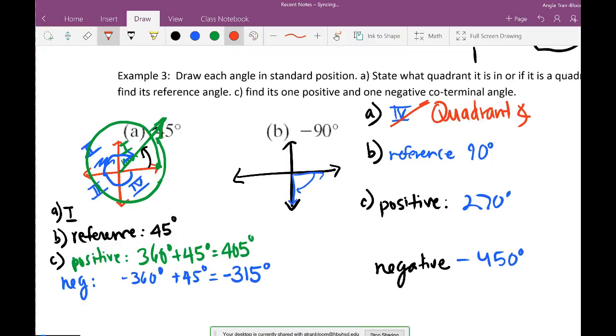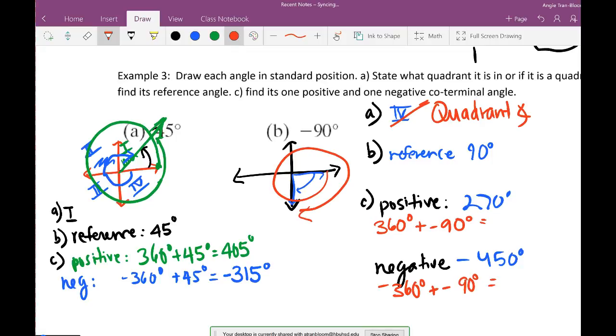Yes. 270. It's the positive coterminal. You can count, couldn't you? If you don't want to count, you can take positive 360 degrees, add your original angle, negative 90. That will also be 270, okay? How about the negative angle? You can totally go a full revolution. Can we not agree? Okay? And then end it here. So what is that? Negative 360 plus negative 90. That will also equate to negative 450. Okay? All right. Any comments?